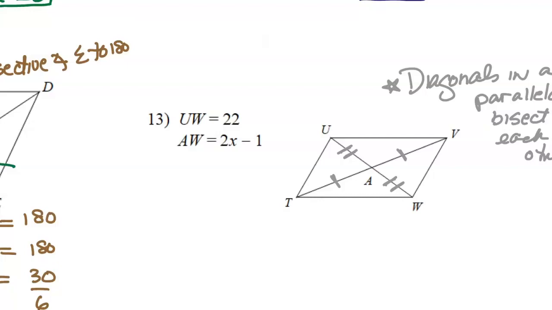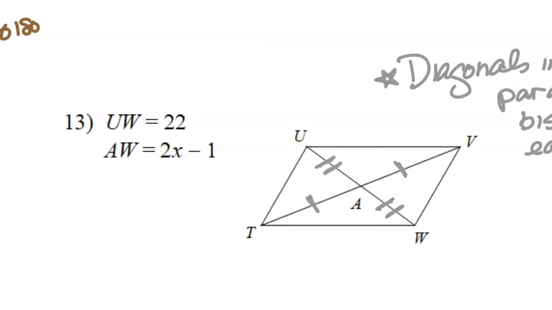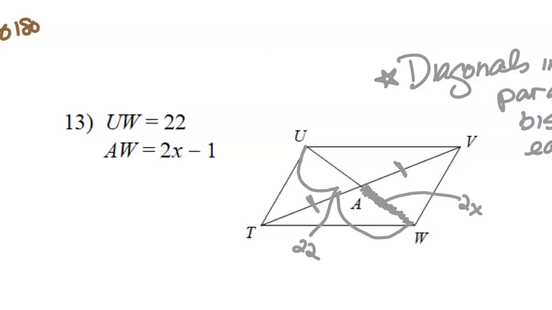Okay, let's label what they're giving us. So we're dealing with UW. Let me get rid of these so that they're not in the way and I can still label. I know that these two pieces have to be equal in order to show that I have a parallelogram. So UW, this entire piece right here, that is 22. Okay, AW, which is just this piece, AW is 2x minus 1.